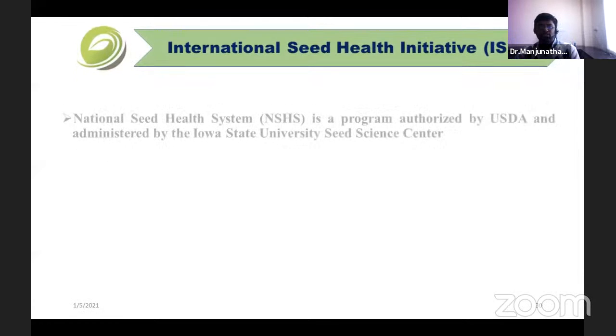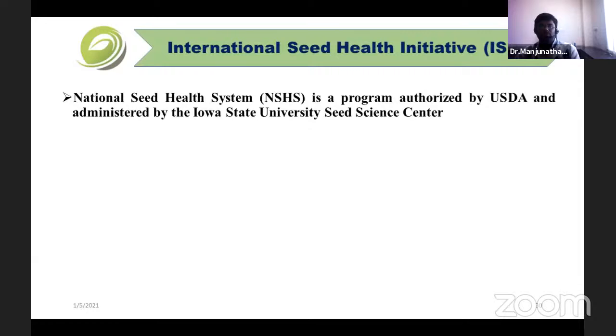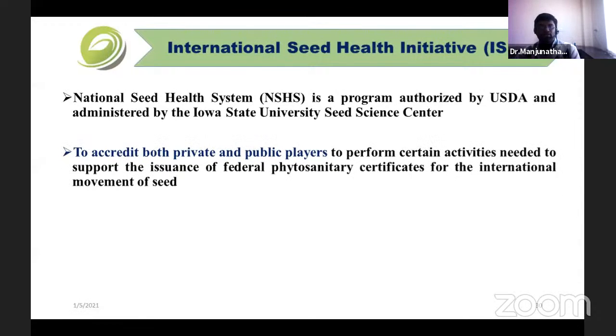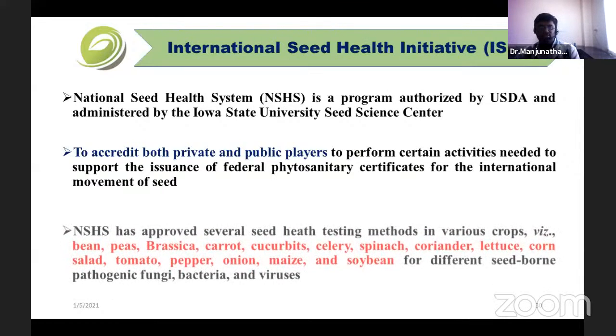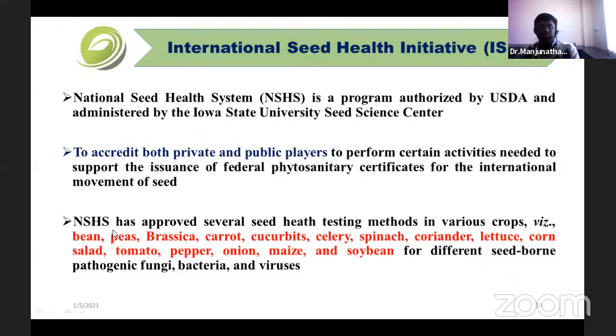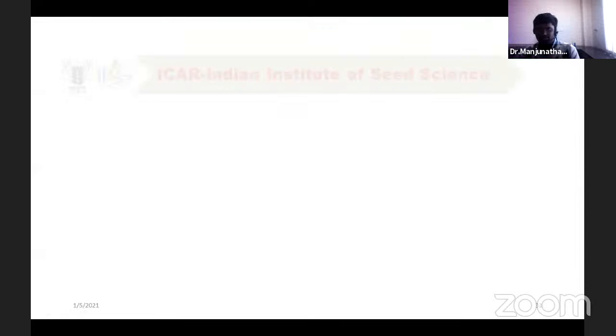Another one is, sorry, the National Seed Health System. It is a program authorized by the government of the USA, meant to give accreditation to private and public players to issue the federal phytosanitary certificate based on seed health. As I mentioned, NSHS has approved several seed health testing methods in various crops: beans, peas, some vegetables, brassica, carrot, cucumber, celery, spinach, corn, and so on, for different seed-borne pathogens, fungi, bacteria, and viruses.